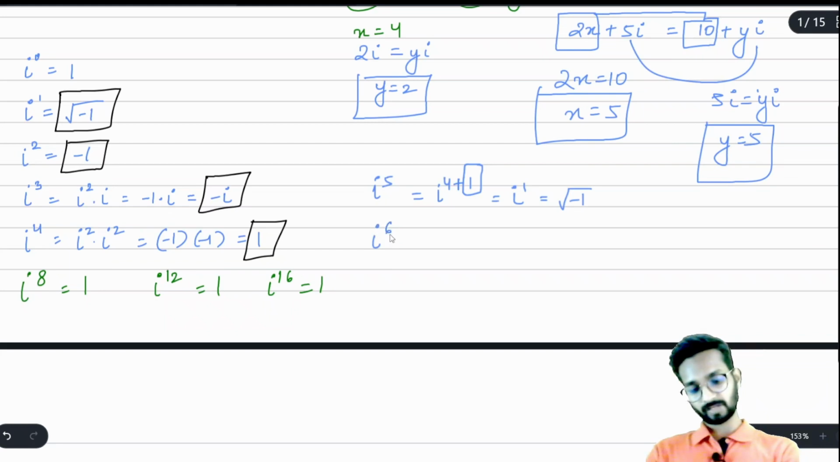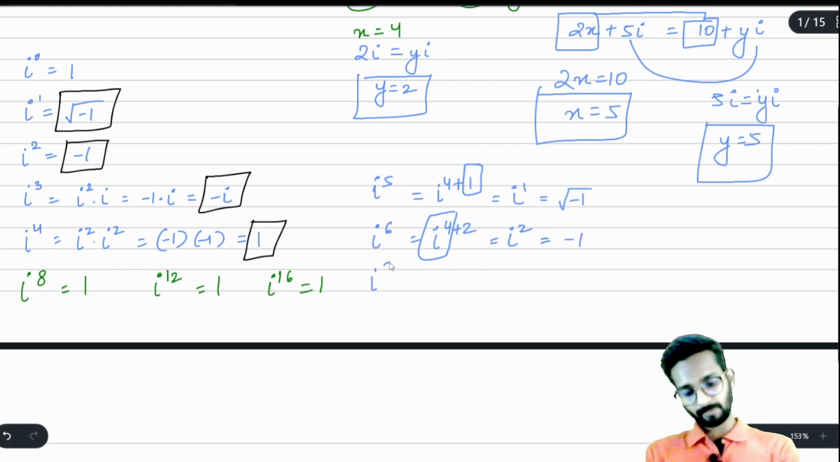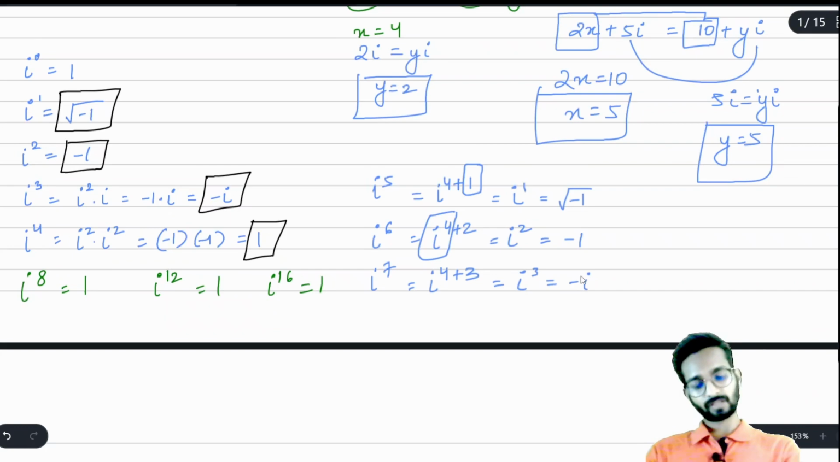If I ask you what is I power 6, then what will you say? You will say I power 4 plus 2. It means I power 2. Why? Because I power 4 will convert into 1. What is remaining? I power 2. I power 2 is -1. I power 7, again I power 4 plus 3. So you can write here I power 3, that is -I.